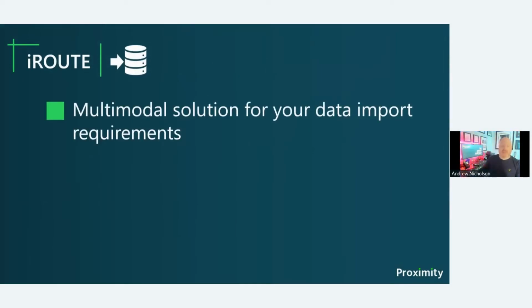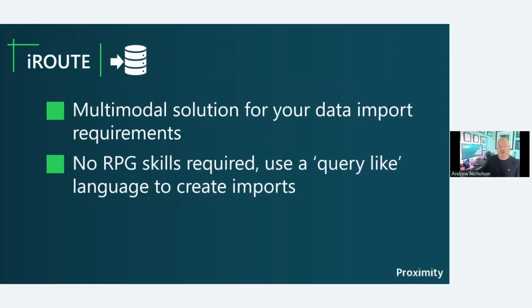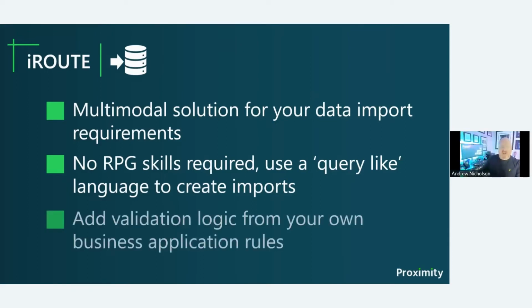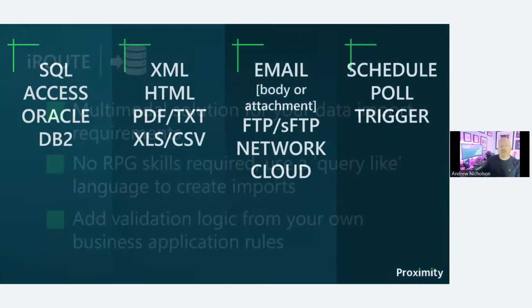Now, this may sound similar, but like RouteOne, Utilities 400 have designed iRoute to be a multimodal solution for all your data import requirements. Like RouteOne, no RPG skills are required. You tell the program what you want to extract, from where, when, and what to update in the IBM i, and then it's ready to go. To ensure system integrity, you can add your own validation logic to the pass procedures.